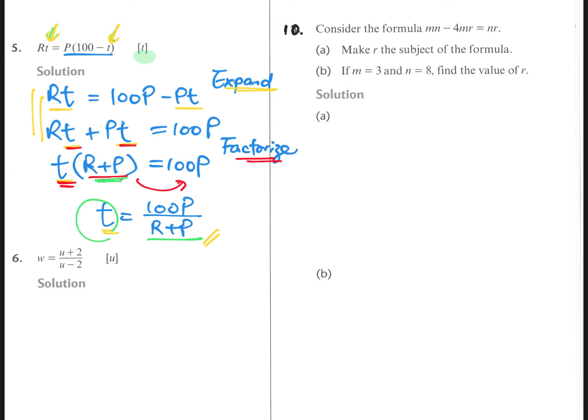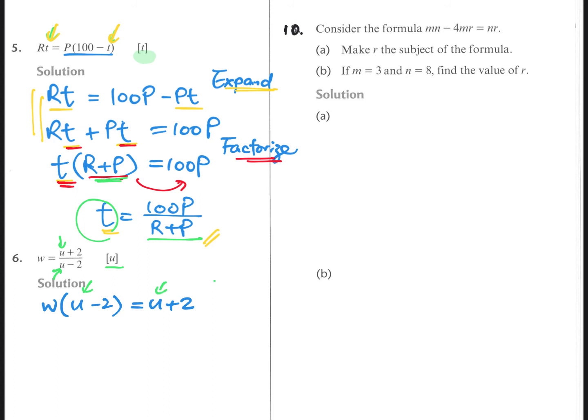Now, let's see how you apply the concept in number 6 as well. The question requires us to put u to be the subject, but now u is up and down. We don't have a way to move them together. So that's why I have to remove the fraction first by writing w times (u minus 2) equal to u plus 2. And now it's like the case in number 5.